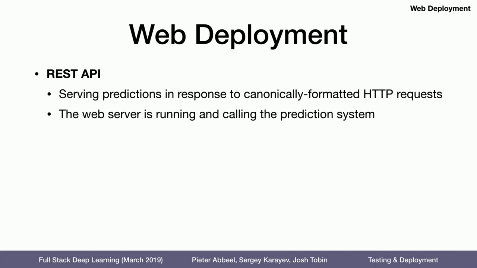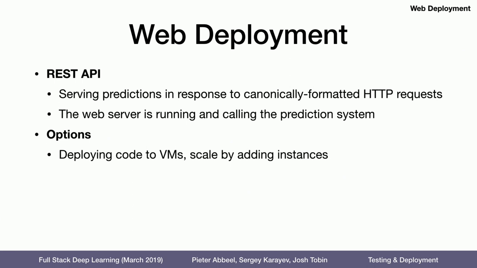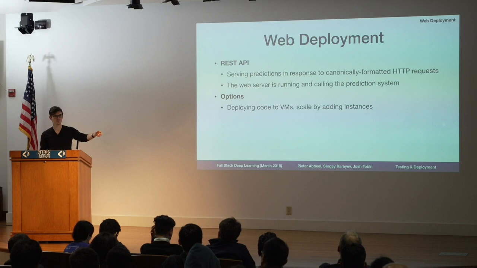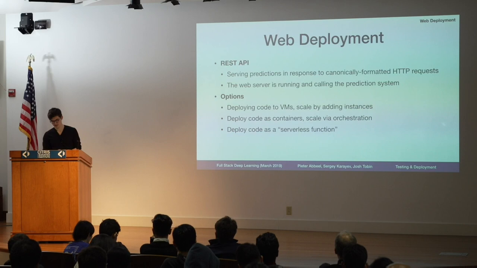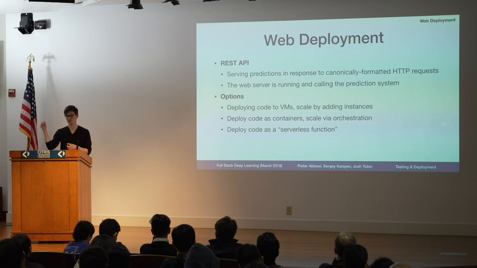But then what the web server has to do is call the prediction system. So essentially, we think of it as the web server wrapping our prediction system such that it's an interface to HTTP requests. The options for us are basically deploying this code to virtual machines, and then we can scale by just adding more virtual machines. We can deploy this code as containers, and then we can scale with maybe orchestration like Kubernetes. Or we can deploy code as a serverless function, which is an abstraction even one step beyond Docker. If we can package our code in a way that works with Google Cloud Platform functions or Amazon Lambda functions, then we potentially don't even need to think about servers at all. They take care of it for us.